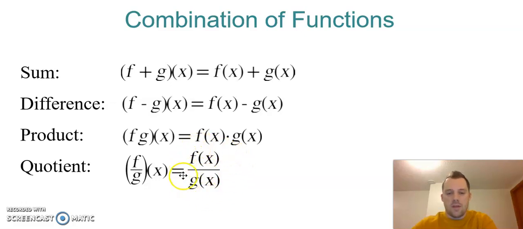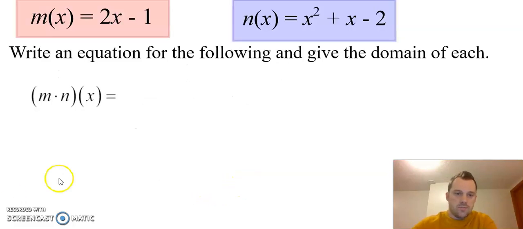So a lot of times, if this doesn't simplify, we'll just end up with a rational function. So let's look at some examples. We've got m of x equal to 2x minus 1, n of x equal to x squared plus x minus 2. So we're going to look at the product of those two functions. We're not going to do domain right now. We'll do that in another video.